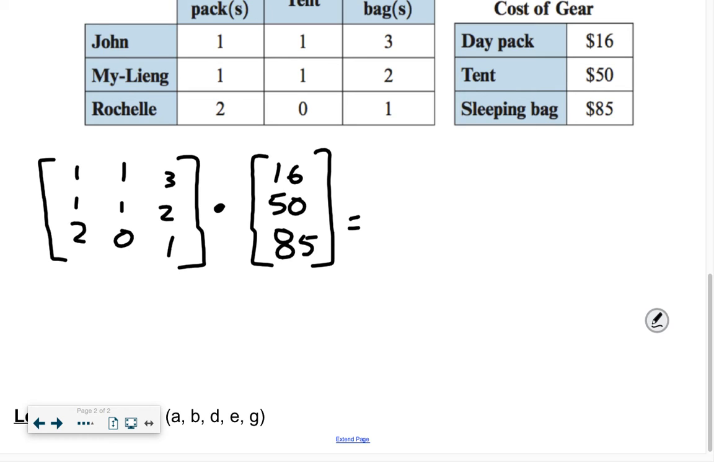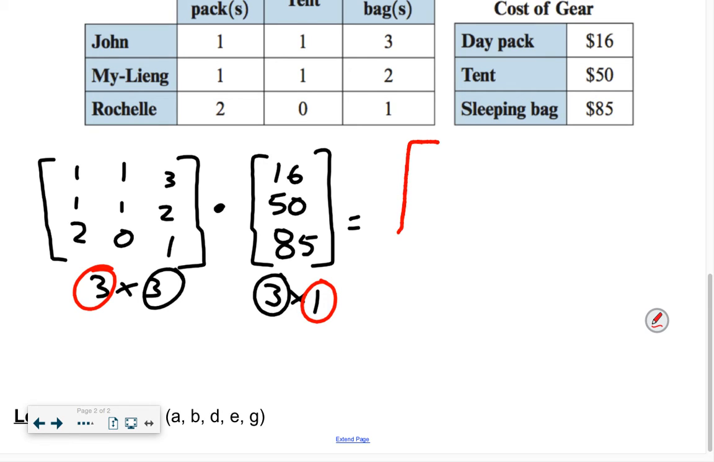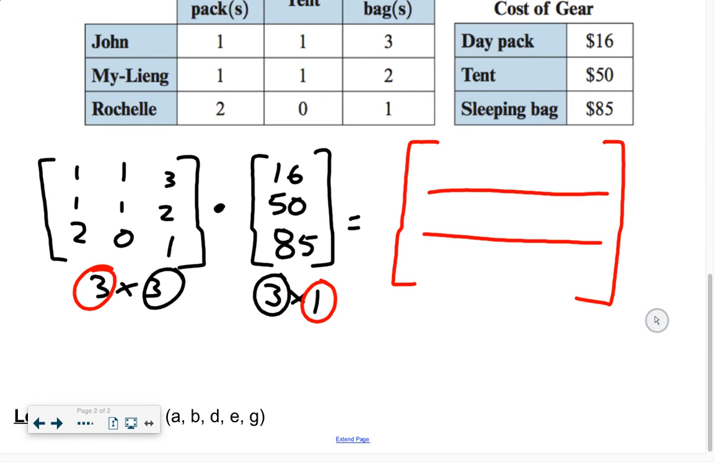Let's identify our dimensions here to make sure we can do this. This is obviously a 3 by 3. What's this one? 3 by 1. Do the inner dimensions equal one another? Yes. So what's our product matrix going to be? 3 by 1. Good. So 3 rows and only 1 column.